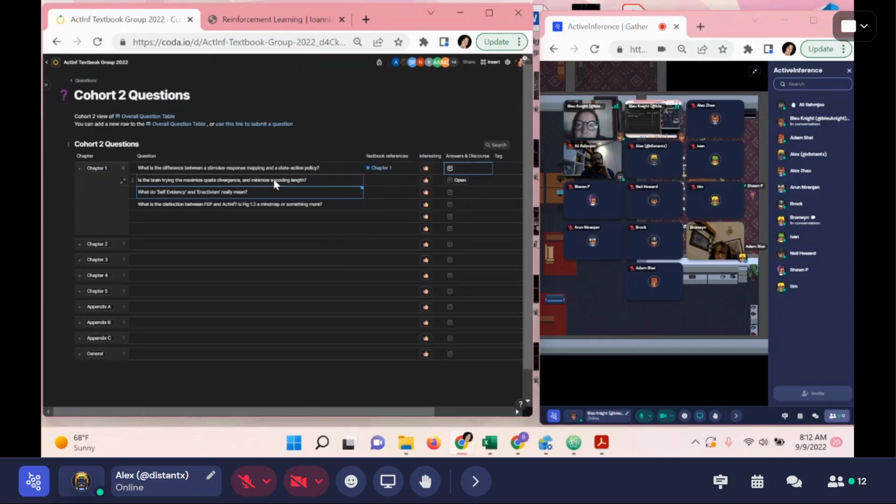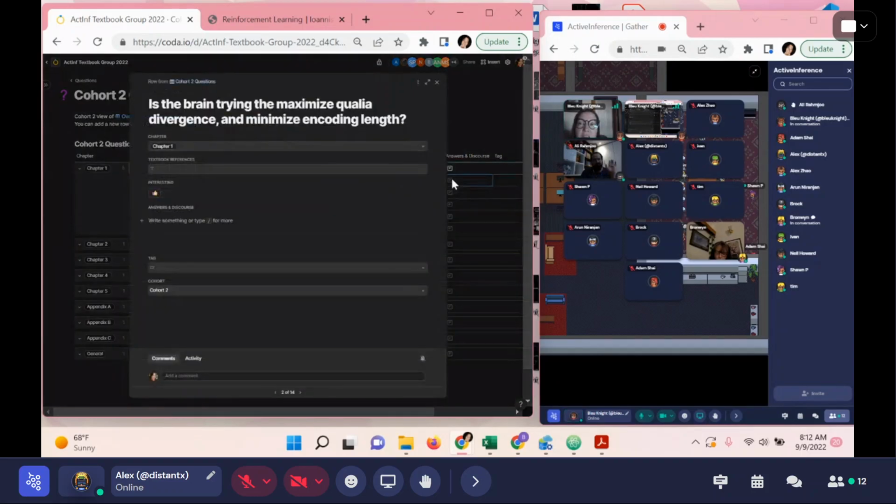All right, let's look at this one. This question says: is the brain trying to maximize qualia divergence and minimize encoding length? Ali? Sorry, I raised my hand before. I just wanted to add some comments about the previous question, because I think it's a very important one.